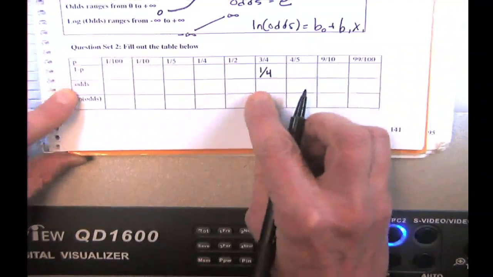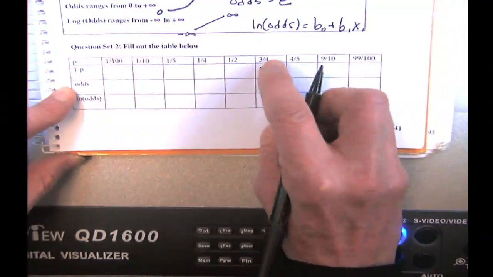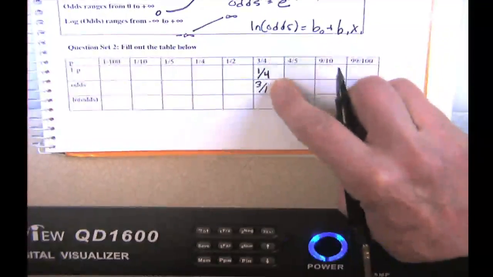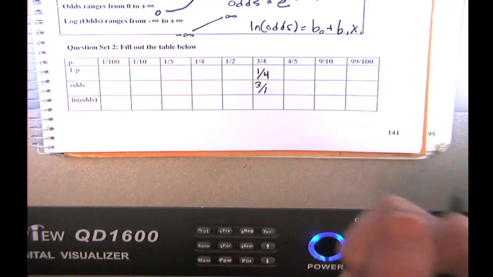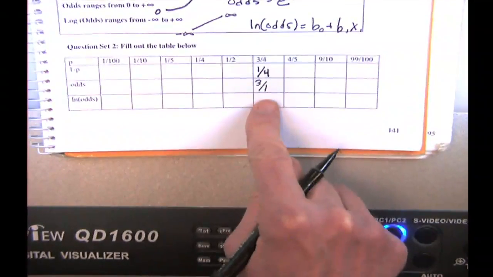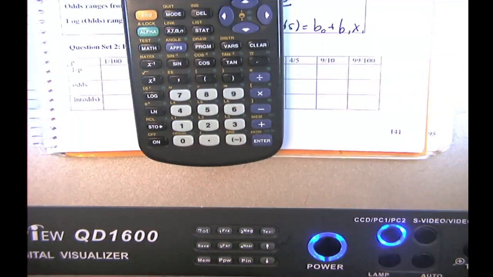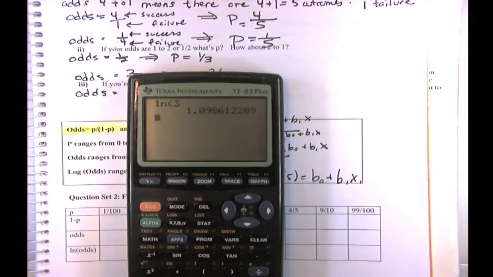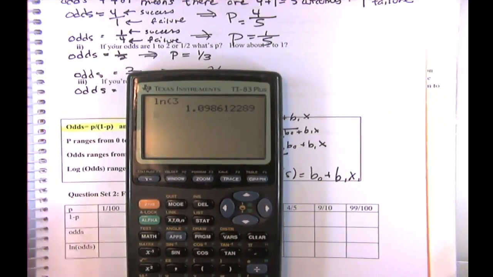Okay, so if p is 3/4, then 1 minus p, this is success, 1 minus p has to be 1/4. And then what would your odds be? Your odds would be what? 3-to-1, right? Wouldn't your odds be 3-to-1? The successes over the failures, 3-to-1. 3/4 over 1/4, which is 3-to-1. And then your log of 3 would be what? Let's look. So the log of 3 is 1.0986. Can we just round that to 1.1? Is that okay? All right, so round that to 1.1.